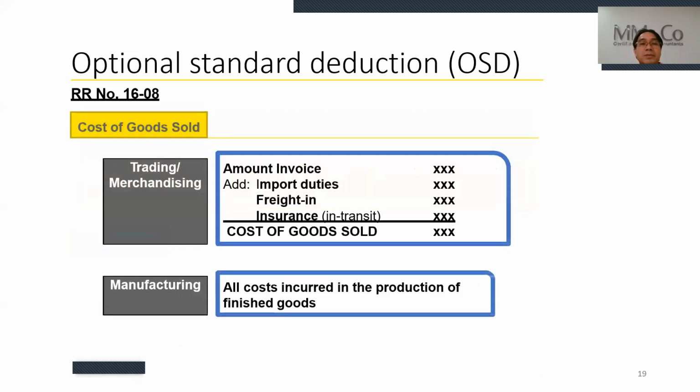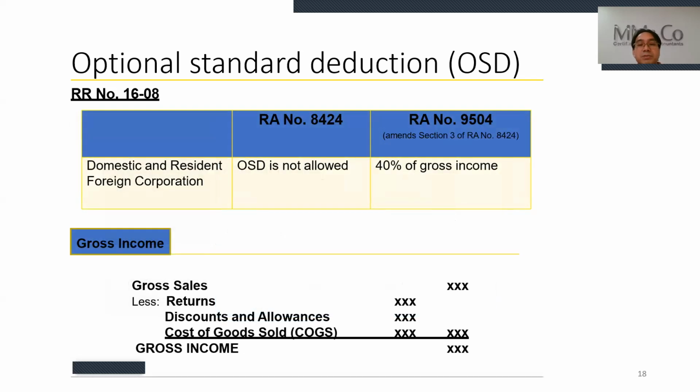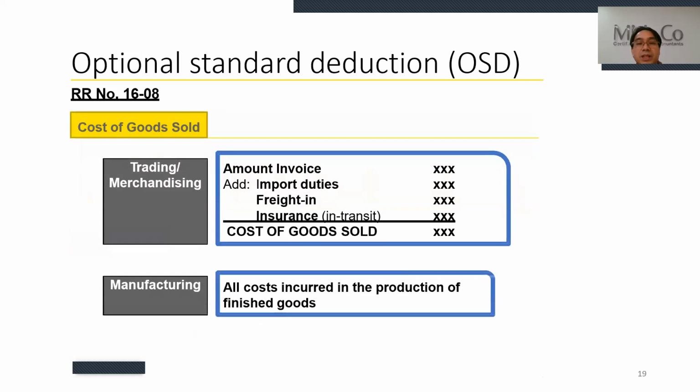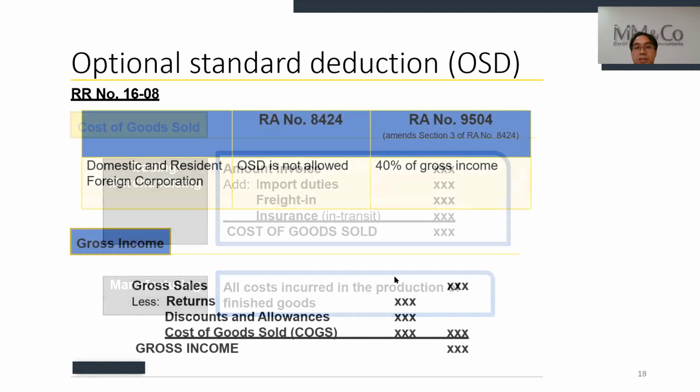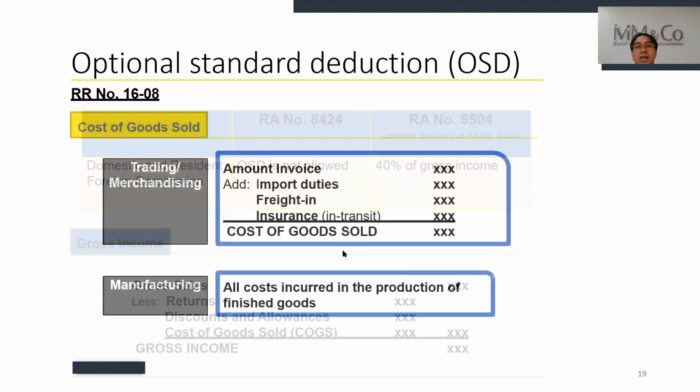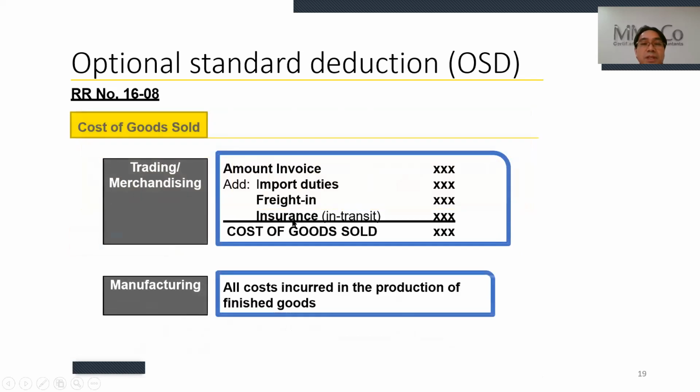And then for trading and manufacturing, amount of the invoice, add mo yung mga para lang ma-compute mo yung cost of goods sold kasi dito may cost of goods sold tapos wala namang computation, so kino-compute lang natin. Ang cost of goods sold na isisingit mo dito ay kino-compute: import duties, freight, insurance in transit. You have your cost of goods sold for merchandising, trading, for manufacturing, all costs incurred in the production of finished goods.